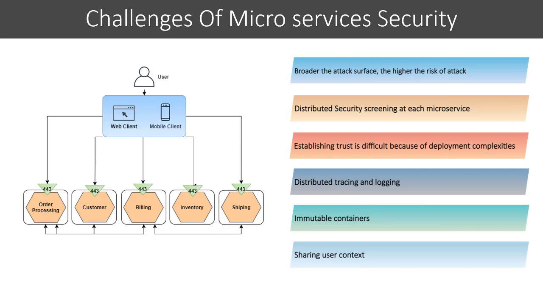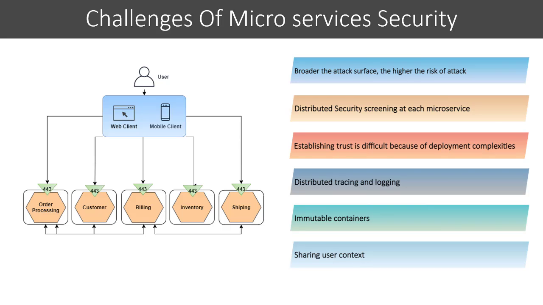Because of the immutability of containers and the dynamic nature of policies, you cannot store access policies in the containers. We need a way to push or pull policies from a central policy administration endpoint. Also, the microservice image, aka Docker image, needs to be scanned for vulnerabilities with tools like Twistlock. The next challenge is sharing the user context.